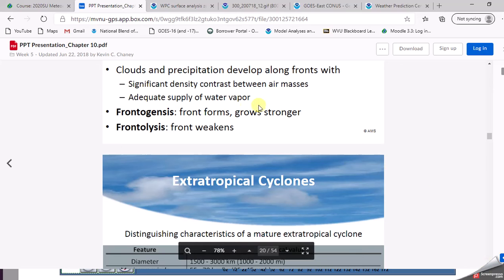So one of the other things I want to talk about is frontogenesis, or it's a front is growing stronger. If the cold temperature gradient is increasing along a front, then that front is growing stronger, and it's frontogenesis. Frontolysis means it's weakening. And if you looked at today's weather map, a lot of those fronts are weakening very fast.